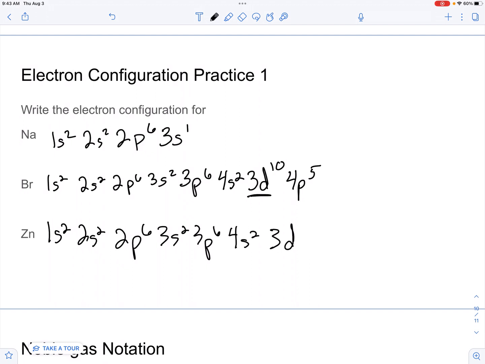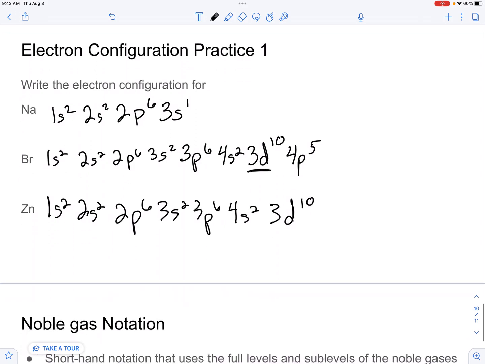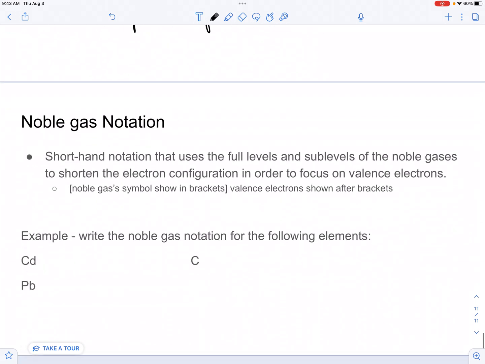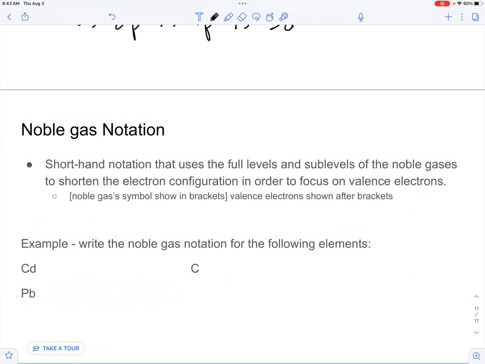And it ends at 3d10. Okay? All right, noble gas notation. This is the one we're more likely to use when we ask you to write out a configuration, because we want to be able to focus on the valence electrons, not the core electrons.